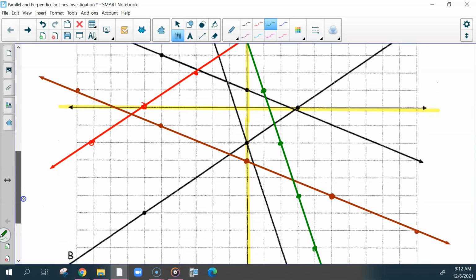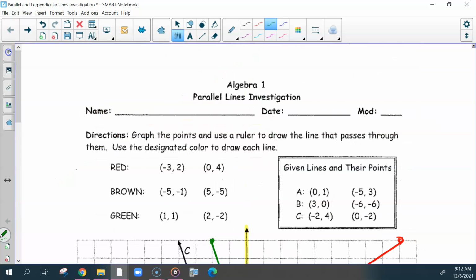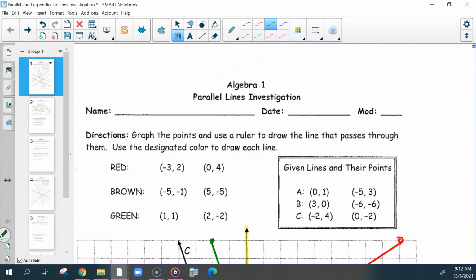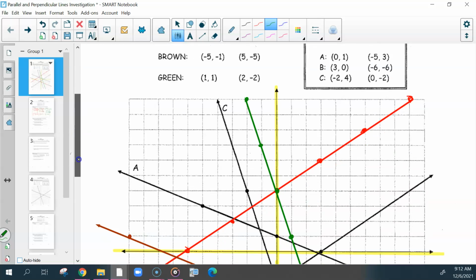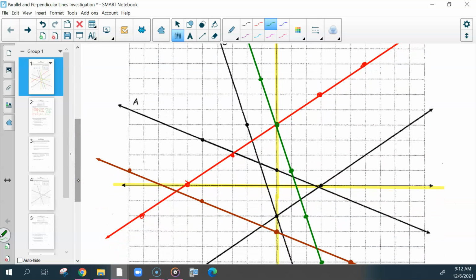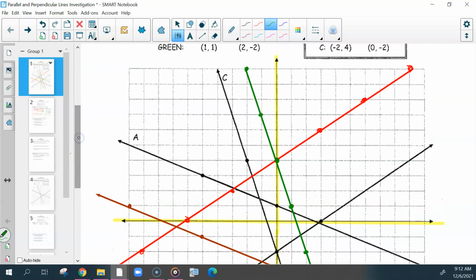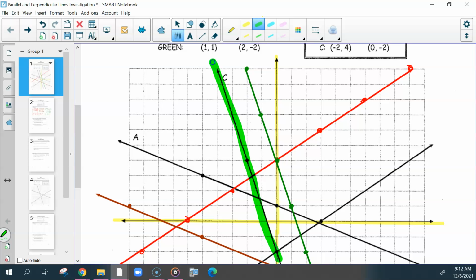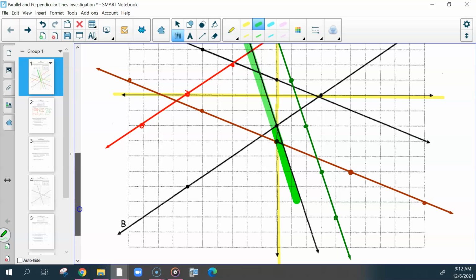So like looking at my lines, let's fix this a little bit. If I were to say, which two lines look like they're going in the same direction but don't touch, which two lines would you say? And there are different answers here. Green and C. Those look like they're going in the same direction but are never going to touch.